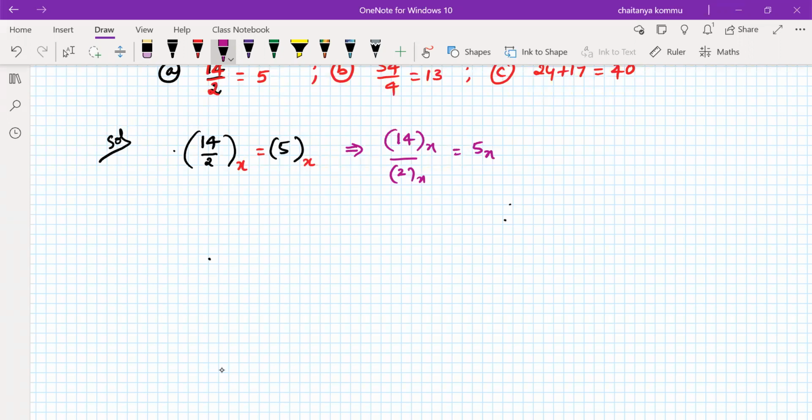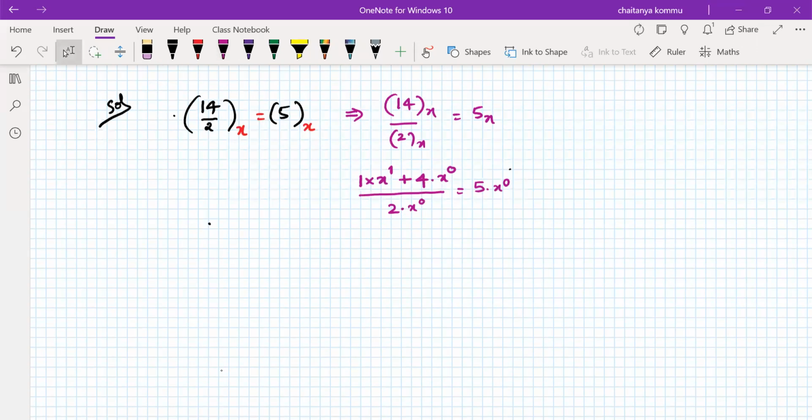So here, 1 is multiplied with x to the power of 1 for the first digit, and for the second digit 4 is multiplied with x to the power of 0. That is the numerator value. The denominator, what is the value? 2 multiplied by x to the power of 0. Are you agreed with me? That is equal to 5 into x to the power of 0. I hope you understand.